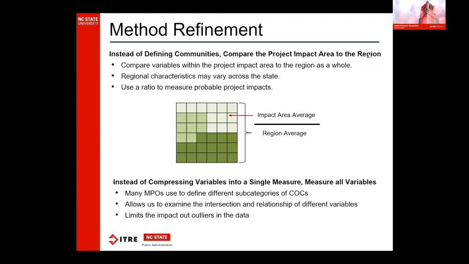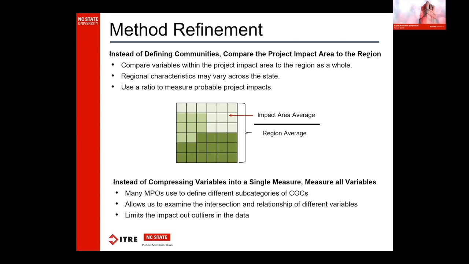We know that our regions are going to vary across the state. Again, we have a lot of diversity in our state. We have really high values of some indicators in some areas, really low ones in other areas. And we think using the regional mean helps us with those outliers. So essentially what we're doing is taking a project impact area, dividing it by the regional average to come up with a ratio that's going to be useful in scoring projects.